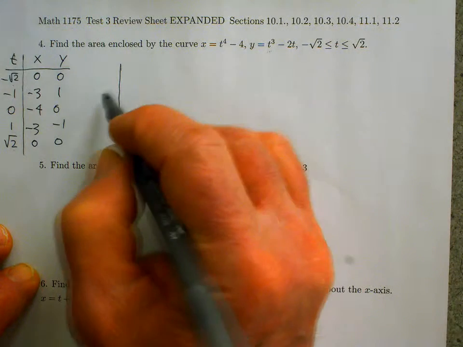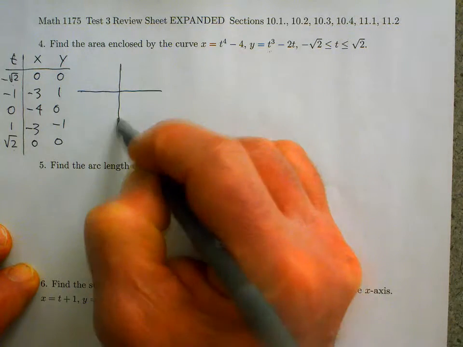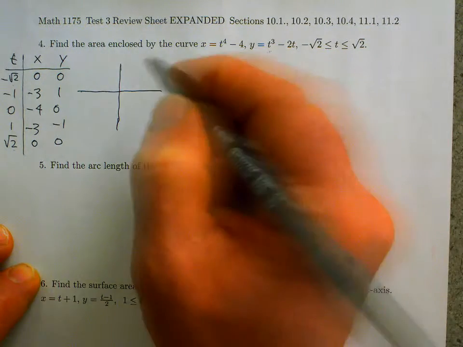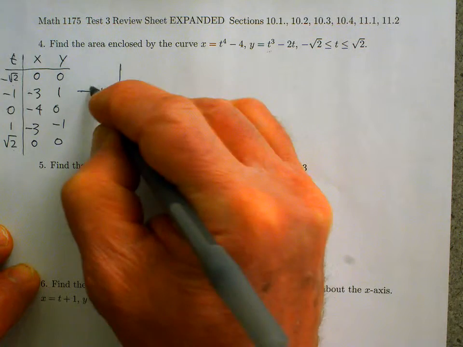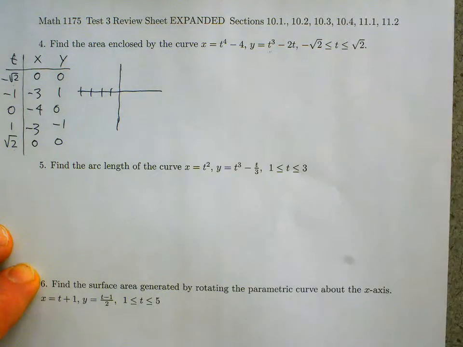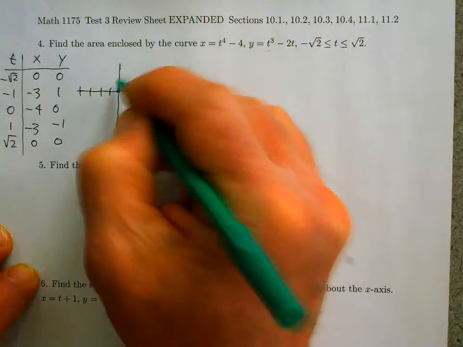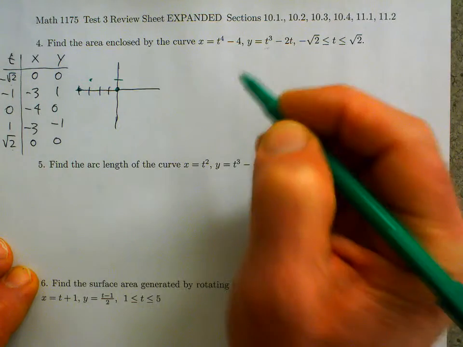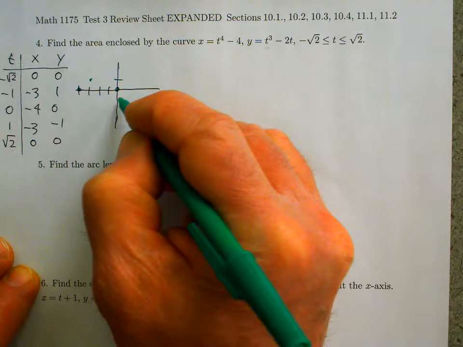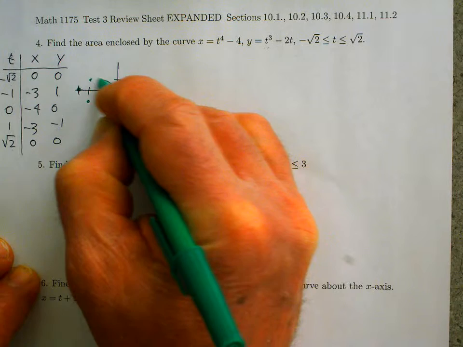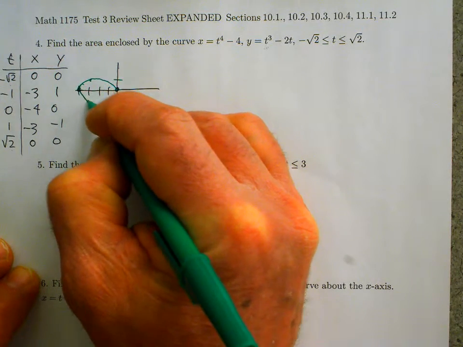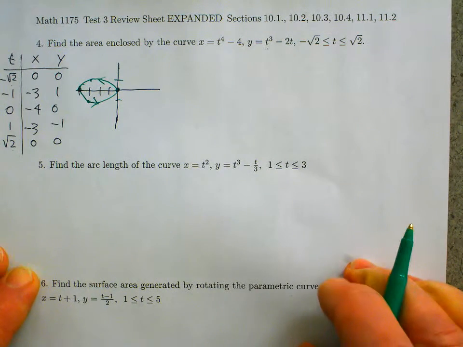So let's plot the x and y coordinates. The smallest x coordinate is negative 4. So we have the point (0, 0), (-3, 1), (-4, 0), (-3, -1), and (0, 0). So it forms a type of loop, something like that.